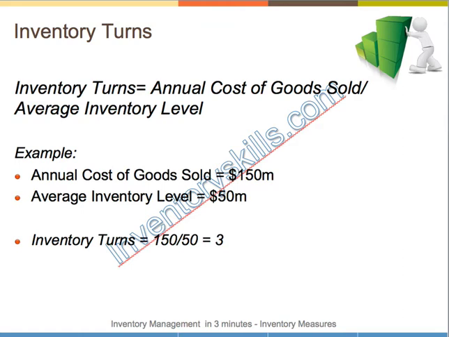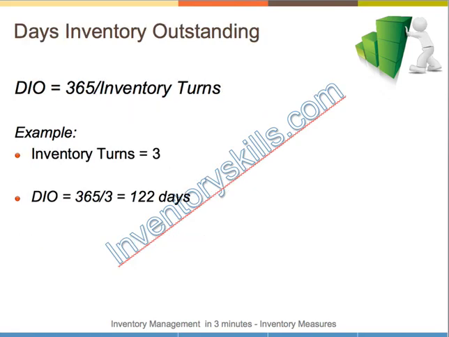Now there's some debate sometimes. It is the annual cost of goods sold and the average inventory level. Some companies might use the inventory level at the end of year. Now that might not be representative of the average inventory level over the year. So you just need to be a little bit careful about what figures you use there, especially if you're comparing with other companies. Days inventory outstanding is fairly simple. It's 365 divided by inventory turns. So if you have an inventory turns of 3, your days inventory outstanding will be 122 days. And the way you read that is for this item you'd have 122 days of stock at your average sales rate.